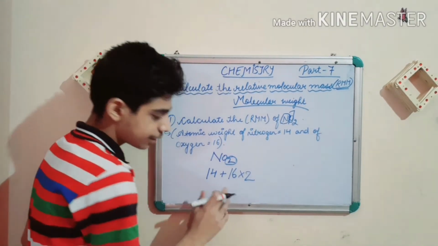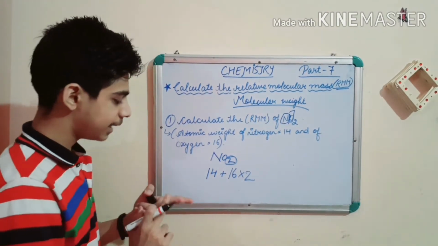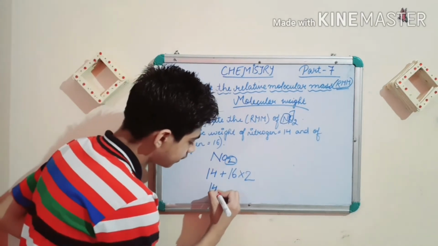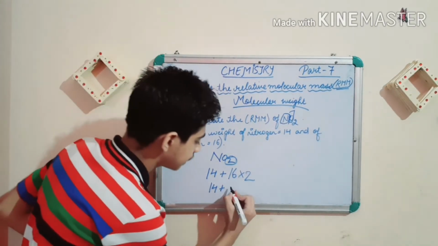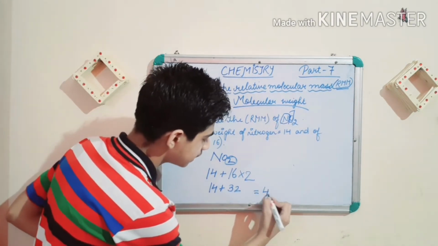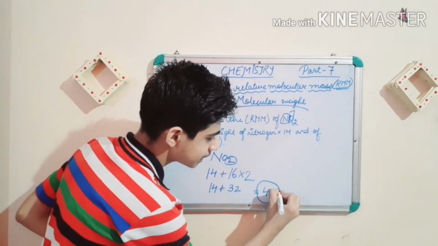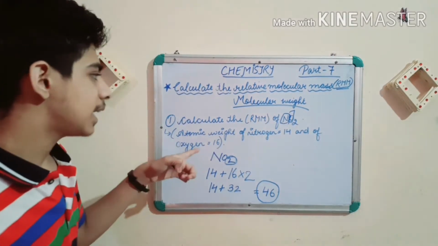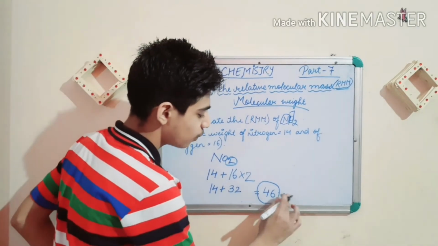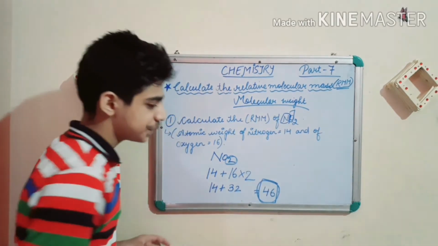So now we will use the rule of BODMAS. First M comes, means multiplication should be done first. So 16 2s are 32. 32 plus 14 equals 46. So this is the relative molecular mass or molecular weight of nitrogen dioxide. No unit has to be put, no centimeter, no gram, nothing else. Only 46 is the relative molecular mass of nitrogen dioxide.